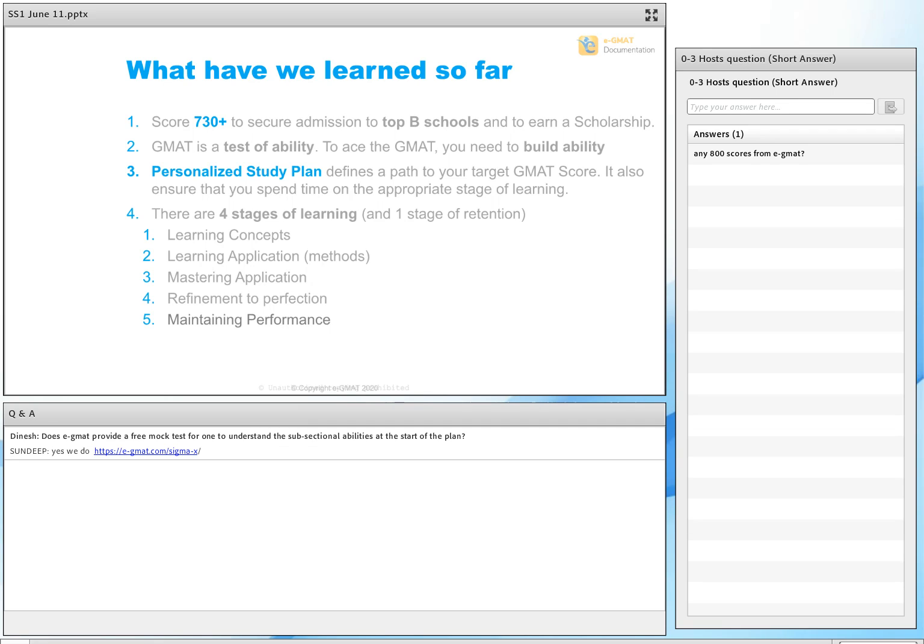So what have you learned so far? Essentially, if you want to get to the top school, you need that 730 plus score. And to get that, you've got to build ability. You need personalized study plans to know the optimal path. And then there are these 4 stages, which is what you need to build ability. And I'm going to go into more detail on building abilities.